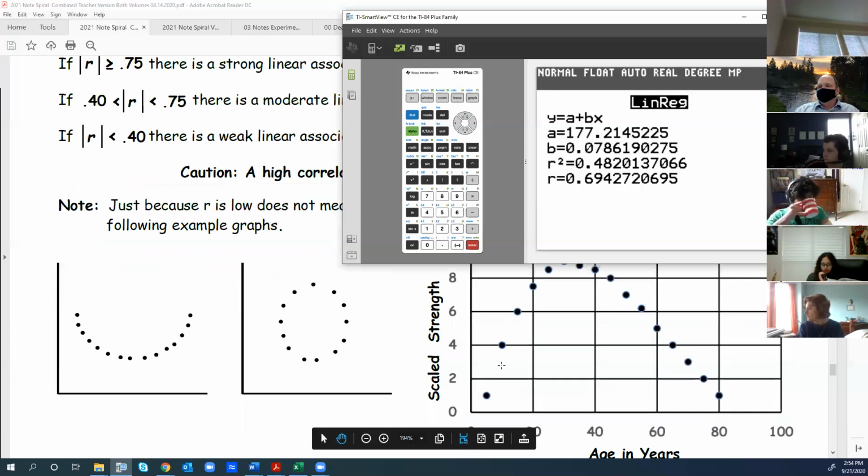All right? Just because R is low doesn't mean there's not a relationship. It just means there's not a strong linear relationship. So R is a measure of linear relationship.